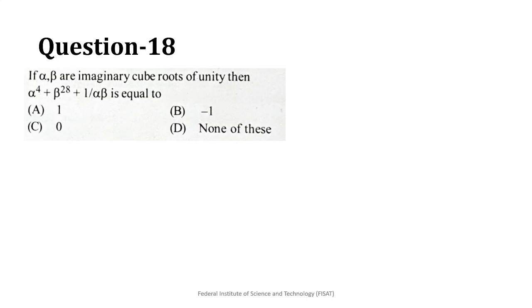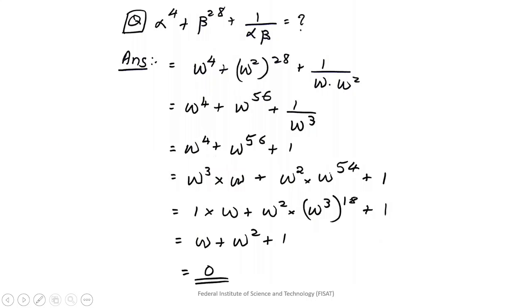This is also a similar question based on that. So if alpha and beta are imaginary cube roots of unity, that is, they represent omega and omega square, you have to find the value of this expression. Alpha is replaced with omega, beta is replaced with omega square, and you will be obtaining omega raised to 4 plus omega raised to 56 plus 1 by omega cube. Omega raised to 4 is replaced with omega cube into omega. So omega cube is 1. Similarly, omega raised to 56 can be replaced like this one. And finally, you will be obtaining 0.